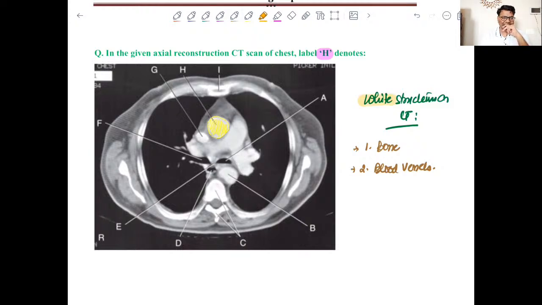Very good. But that is pathology, right? Yes, I do agree that these are normal, right? So let me clarify.